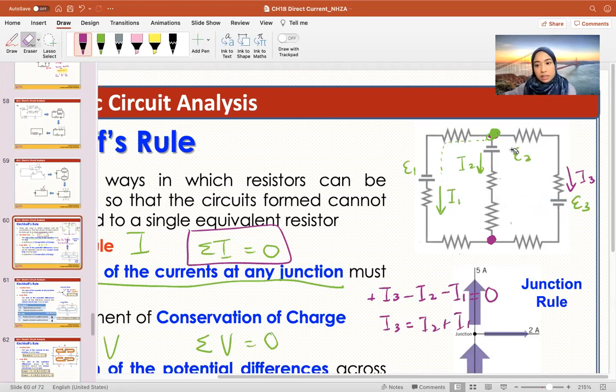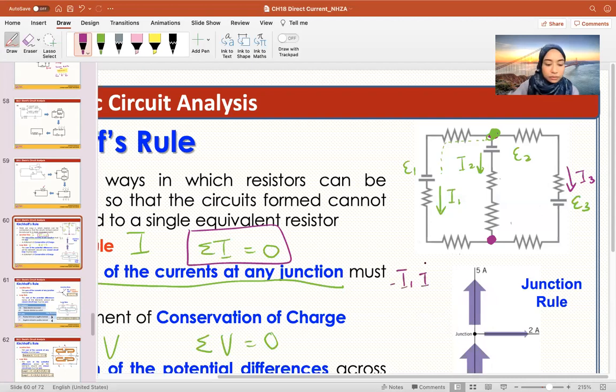Okay, so if I3 is going out, everything is going out, right? Can. I just need to alter my equation. So now my equation becomes minus I1 minus I2, minus I3 equals 0 because everything is going out.